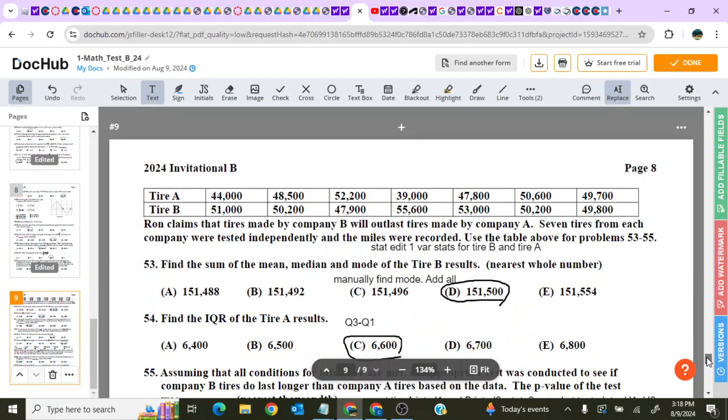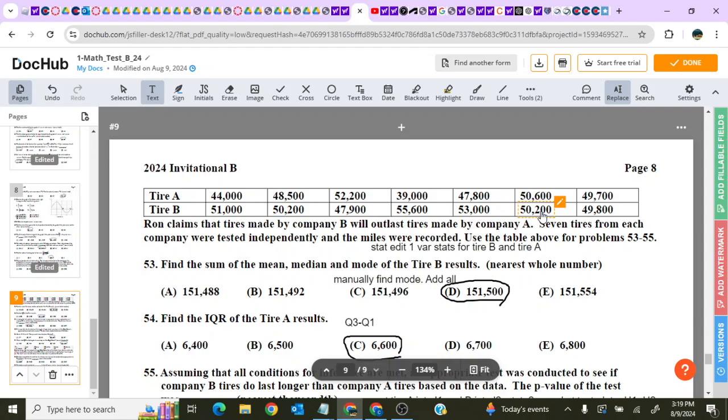53, find the sum of the mean, median, and mode for tire B. You'll just want to put these values into Y1 and use one variable stats for tire B, and that'll get you the median and mean. Then you have to manually find the mode, in this case 50,200, and you'll get 151,500 if you do that.